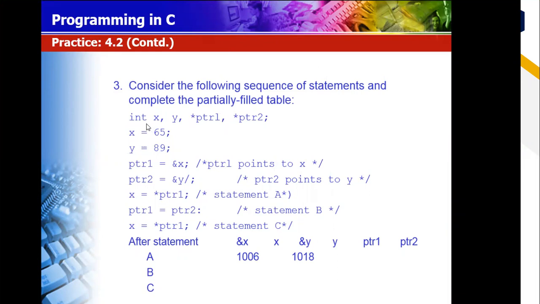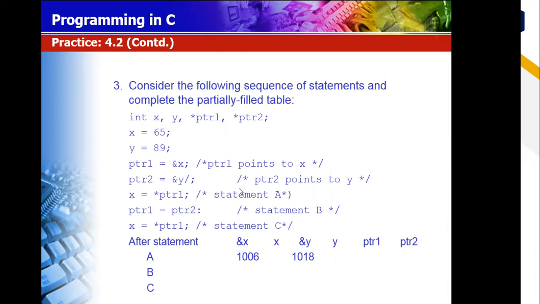Today we will discuss a few concepts of pointers. Consider this program: int x, y, *ptr1 and *ptr2. 65 is assigned to the variable x, 89 is assigned to the variable y. The address of x is assigned to pointer 1, and the address of y is assigned to pointer 2.